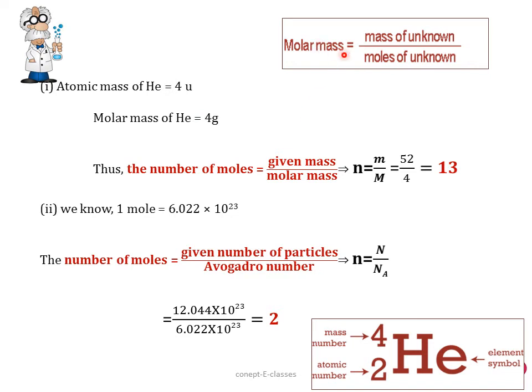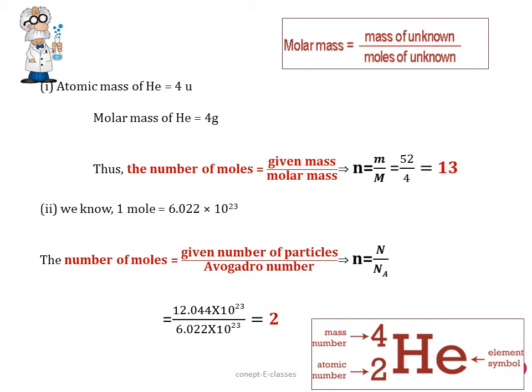Now we know that the molar mass is the mass of the given substance in grams divided by the number of moles, or the amount of the substance in moles. Therefore, if we want to find the number of moles, we have to divide the mass of the substance by the molar mass. Hence, the number of moles n is equal to the given mass m divided by the molar mass M. The given mass is 52 grams divided by the molar mass of 4 grams. Hence, the number of moles is 13.